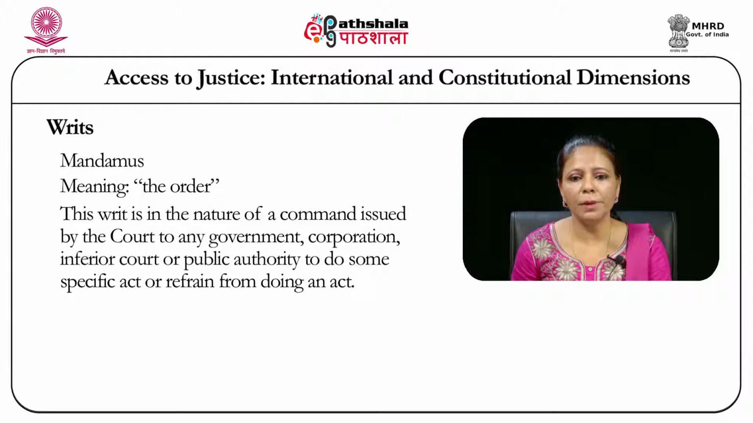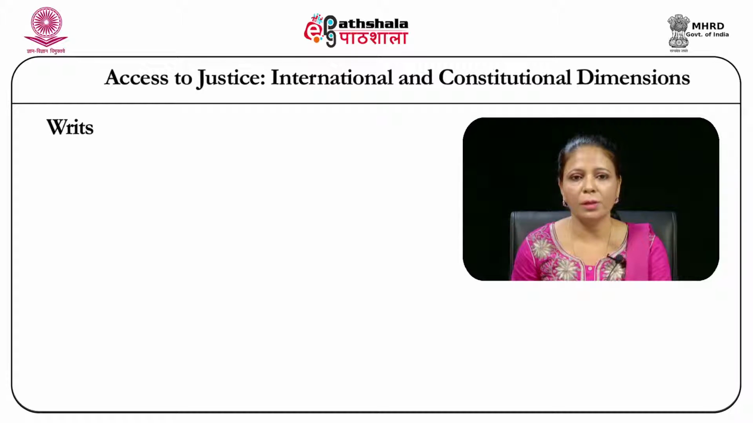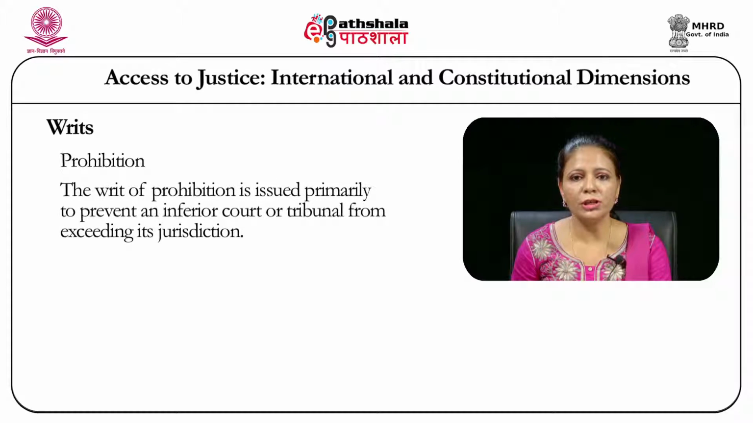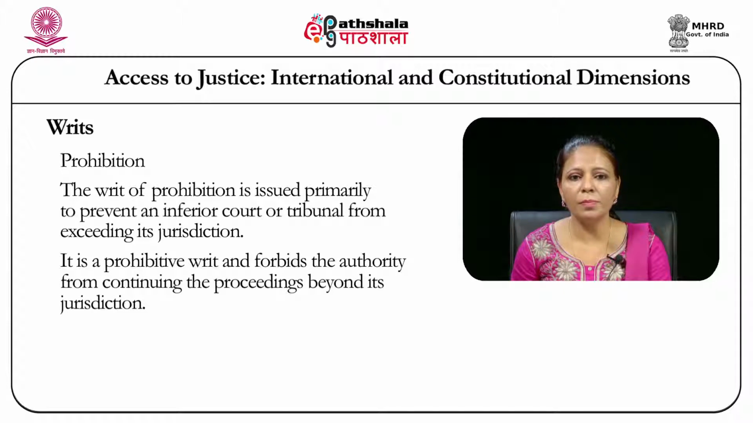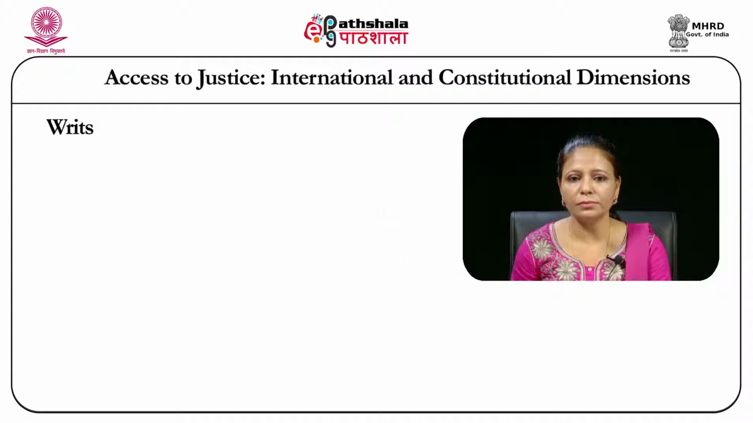The duty must be imperative and not discretionary one. Prohibition. The writ of prohibition is issued primarily to prevent an inferior court or tribunal from exceeding its jurisdiction. The writ is issued against judicial or quasi-judicial authorities on the ground of acting without jurisdiction, excess of jurisdiction, error of law apparent on the face of the record, or acting in violation of principles of natural justice. It is a prohibitive writ and forbids the authority from continuing the proceedings beyond its jurisdiction.